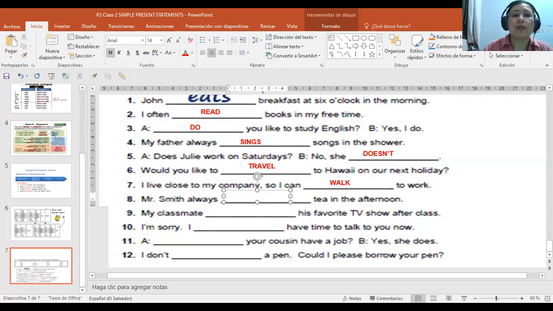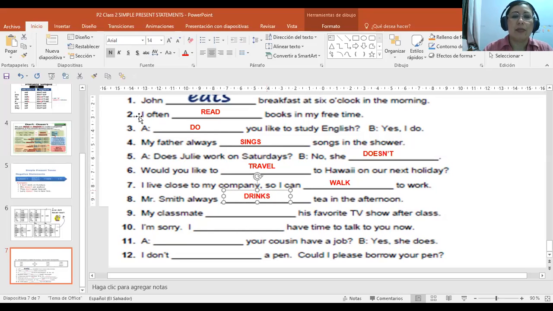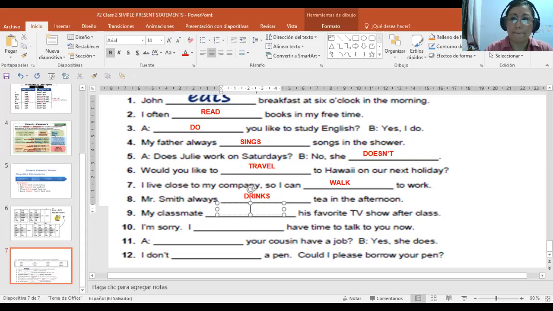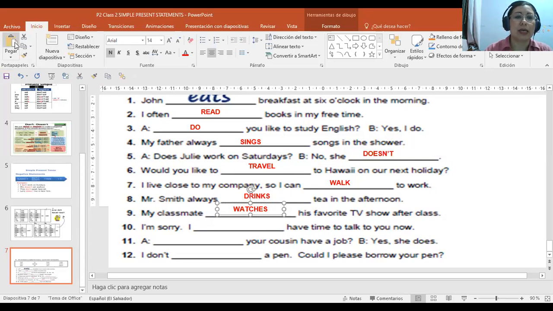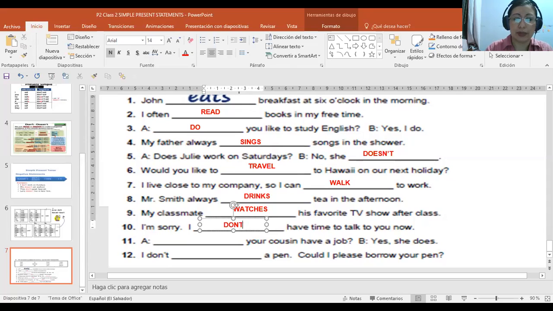Okay, let's see. Mr. Smith always drinks tea in the afternoon. Very good. My classmate, so here we apply the rule because we are talking about he, so it's a third person. What about my classmate? Watches, okay, it's a third person, so we add the rule, watches his favorite TV show after class. Okay, very good. I'm sorry, I don't. Right, because we are talking about I, so it's I don't have time to talk to you now.